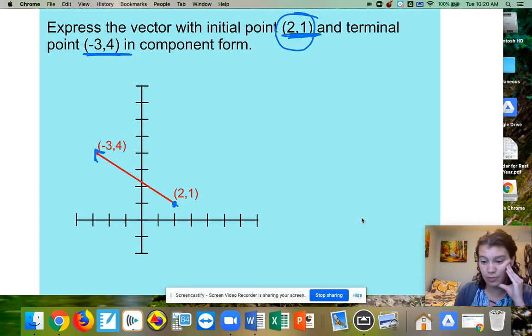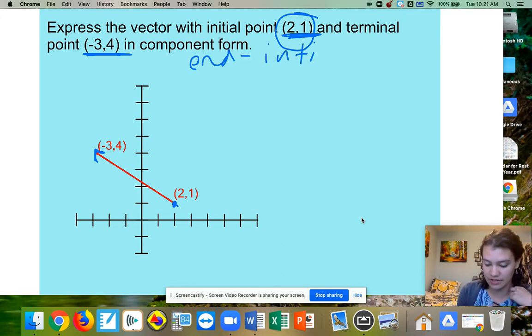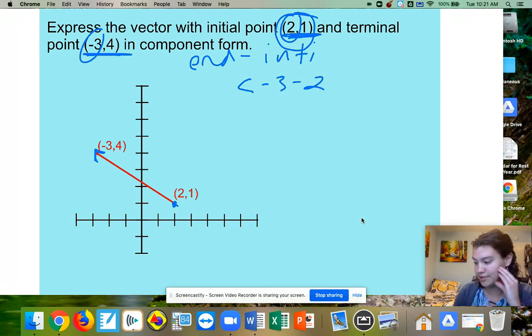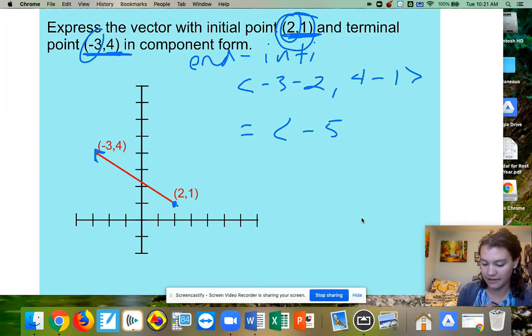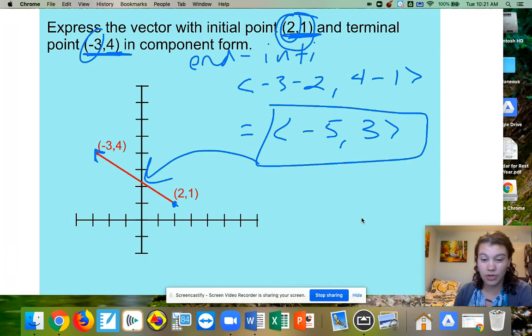So kind of like slope, you always want to take your end point minus your initial point. So to write out this vector, I'm going to take the end point x and then subtract the beginning point x. And then I'm going to take the end point y, subtract the beginning point y, and then simplify this. So we get <-5, 3>, and that's this vector. So you don't necessarily have to have the graph as long as you know which one's your starting point, which one's your ending point.